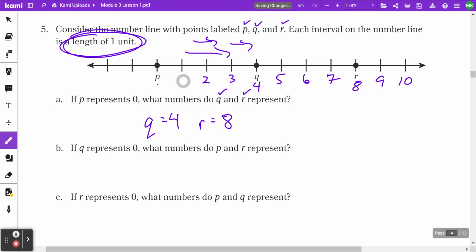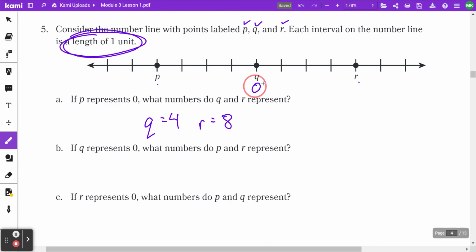Now they're going to change things around. So let me get rid of this stuff here. And let's see what's up. Let me get rid of this 2 out of the way. Maybe these checks as well. All right, so next one is Q equals 0. So I'm going to put a 0 here instead. Oh, all right, well, that changes things.